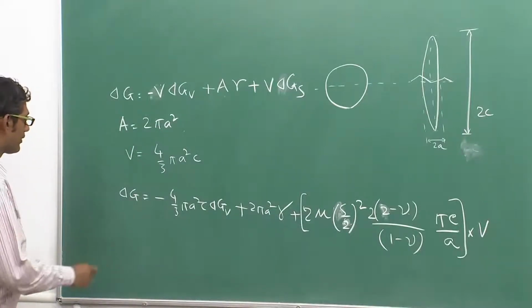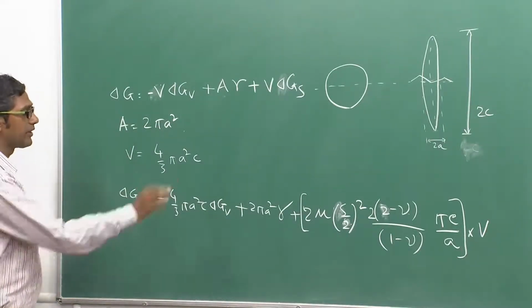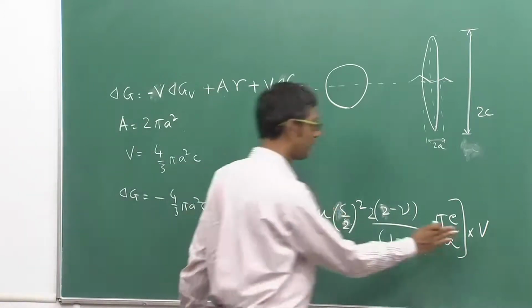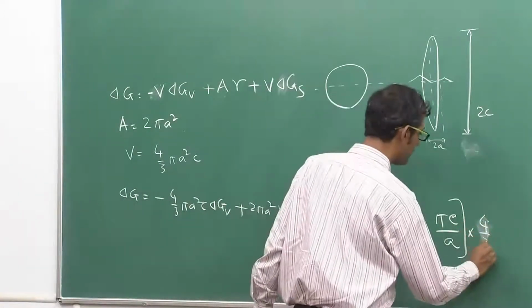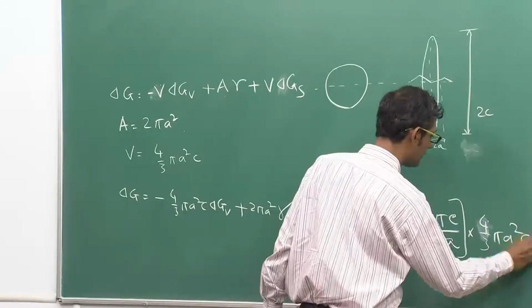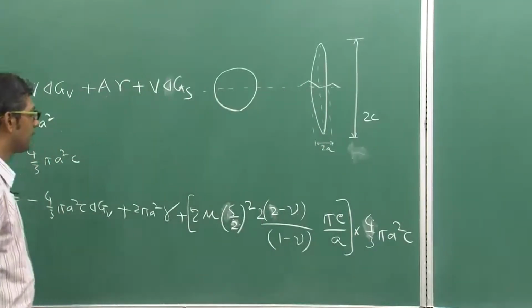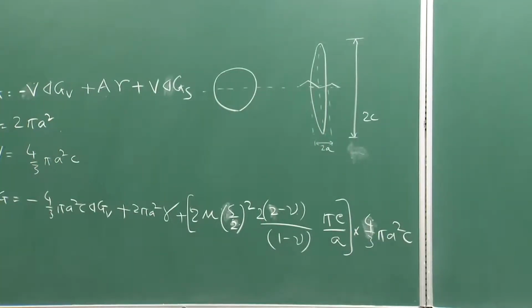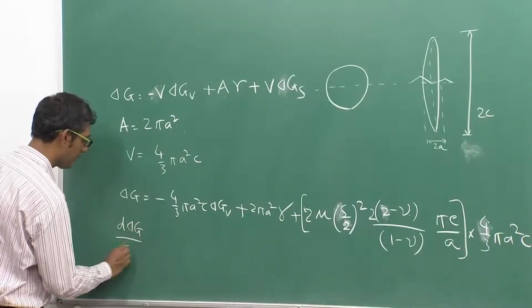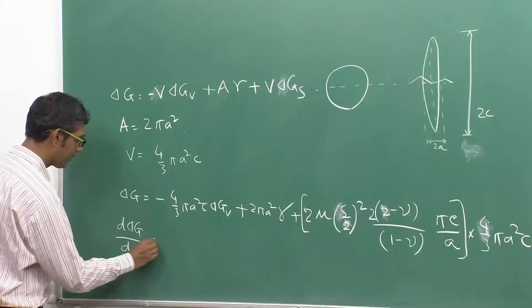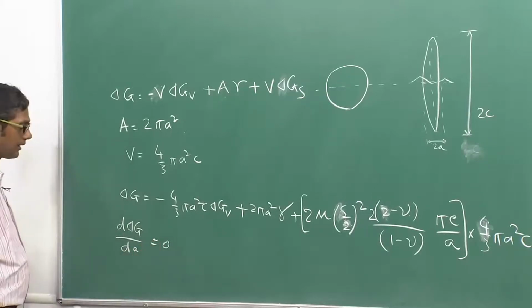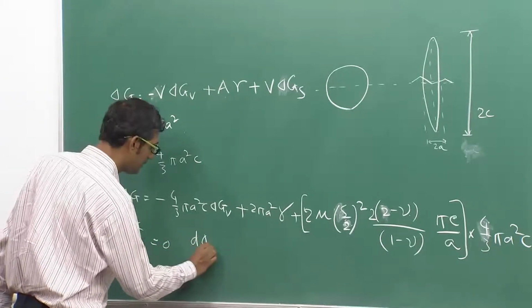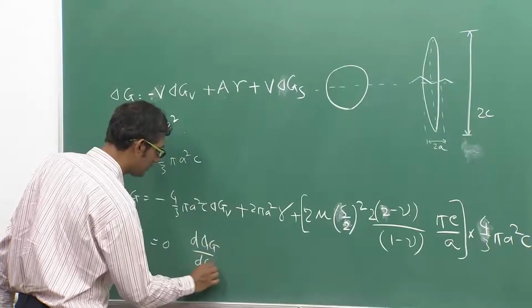So now one can actually do every analysis. So this is my total free energy. So this V can again be written as 4/3 pi A square C. So you can take this expression and do d delta G by dA equal to 0 and d delta G by dC equal to 0.